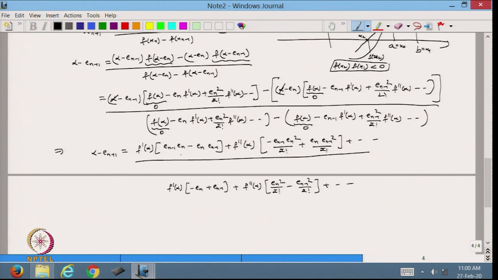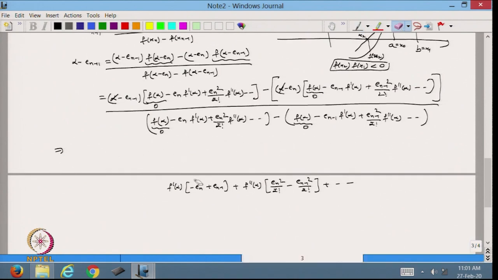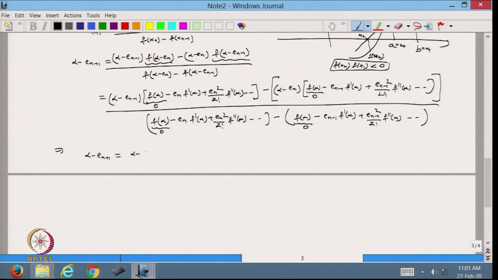Now, from here I can find the value, so we have to just do it again. Alpha minus this. So let's do this calculation again. This will become minus E_n f'(alpha) plus E_n^2/2! f''(alpha). All other terms will be cancelled or ignored, minus (alpha - E_n).